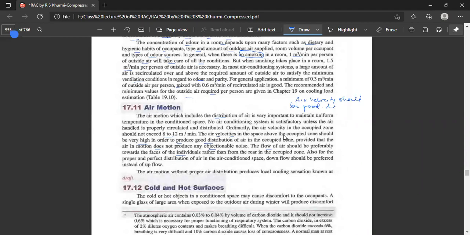Air should be pointed towards the face of the person, to the face instead of the back, as well as from top to bottom. Downflow, or flow from top to bottom, is desired instead of bottom to top. Downflow is desired.